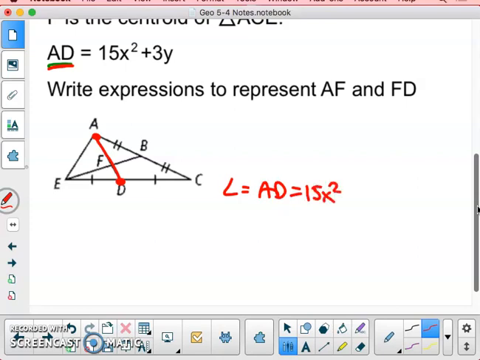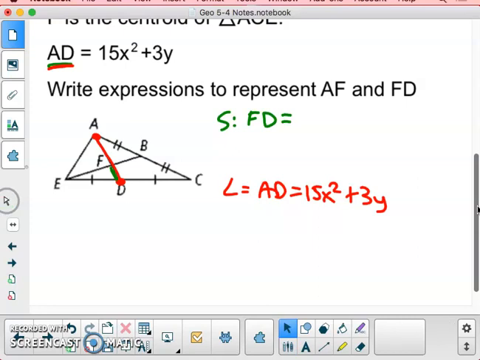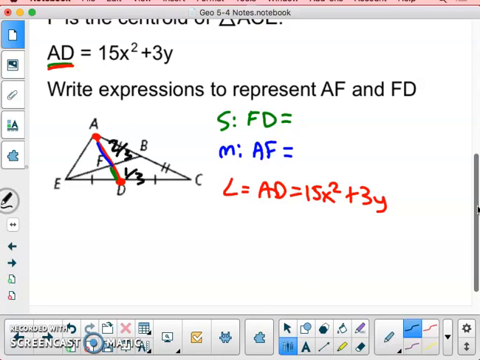which is equal to 15x squared plus 3y. Here's what you might want to do if they give you the long piece first. I know I need the short piece, which is FD, and I know I need the medium piece, which is AF. One thing you can do is get that short piece first. Remember what we have here: 2/3 and 1/3. You could definitely multiply what we have by 2/3 and get the medium piece first if you want.